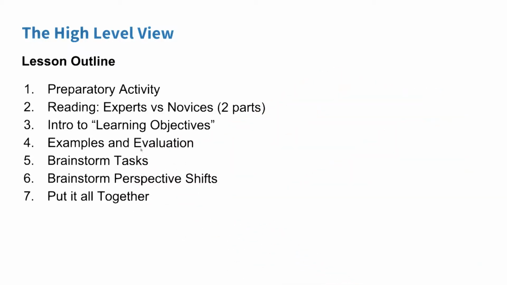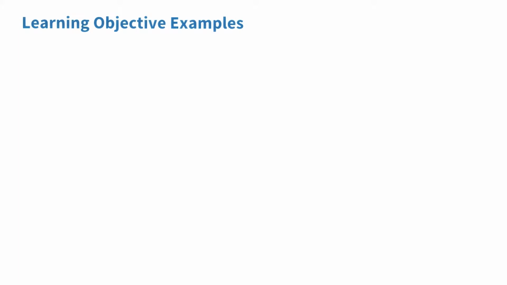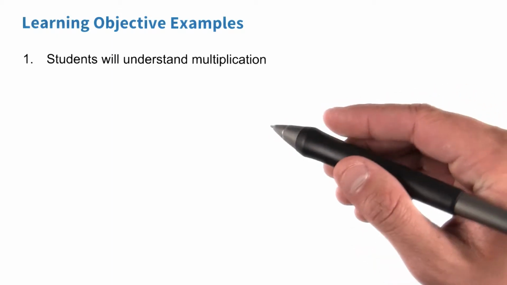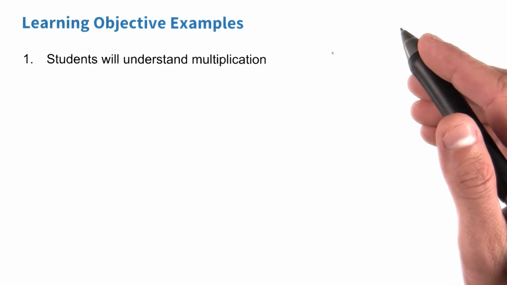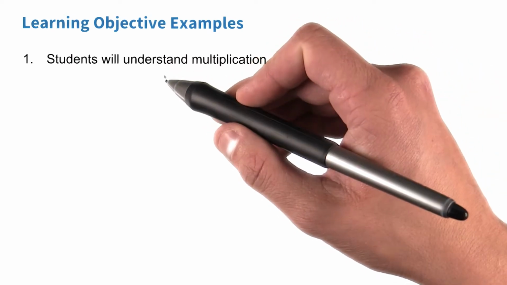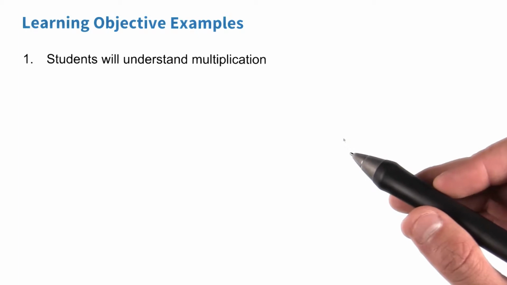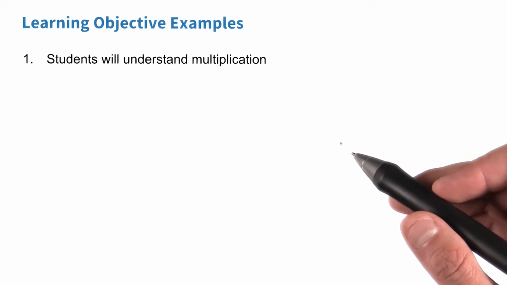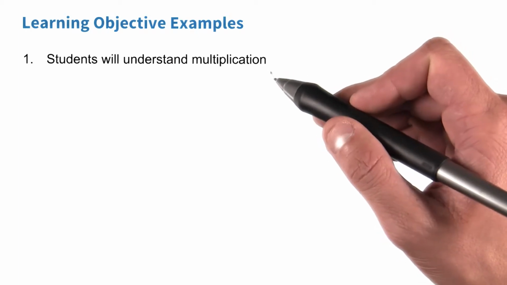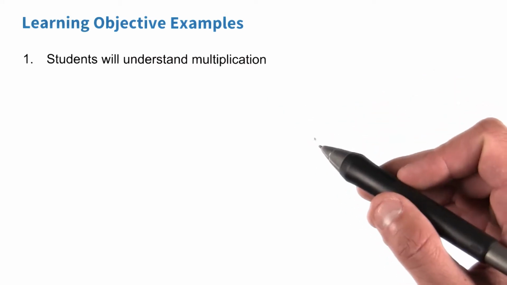On to the examples. So let's say you were asked to teach multiplication to students who'd never seen it before. Let's go through 4 potential learning objectives, from what I would say is worst to best. First, students will understand multiplication. To me, this is a useless learning objective. It uses this vague term, understand, and offers me no insight into what students are actually going to do with their knowledge. This will not help me inform any of the design decisions I go on to make later.